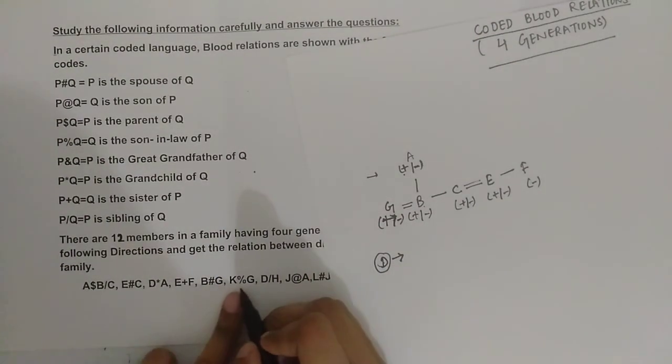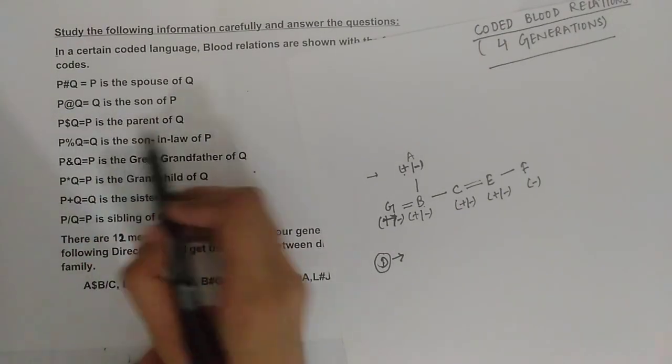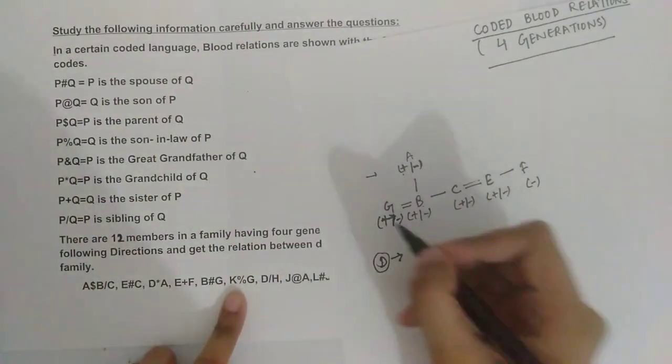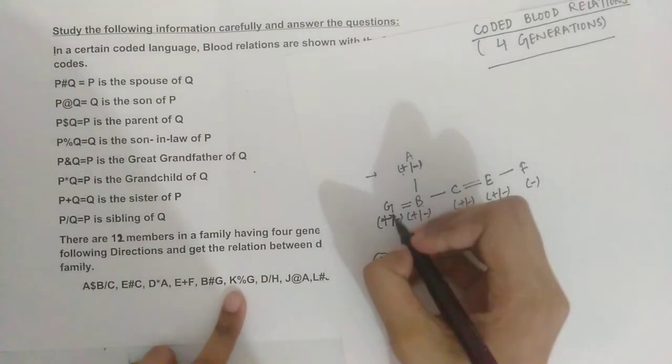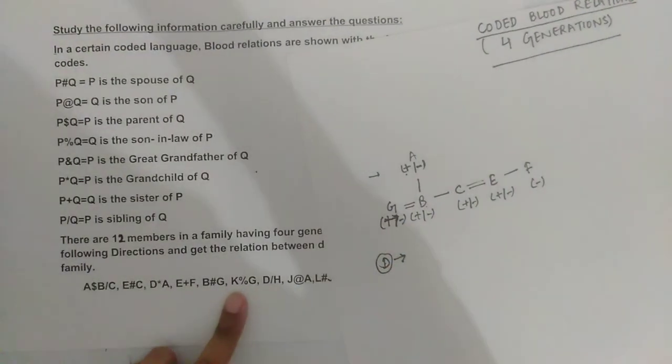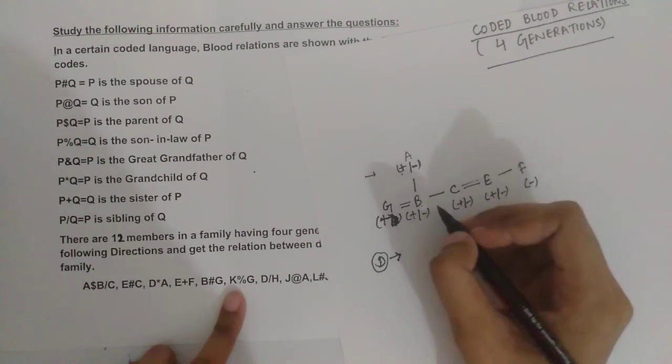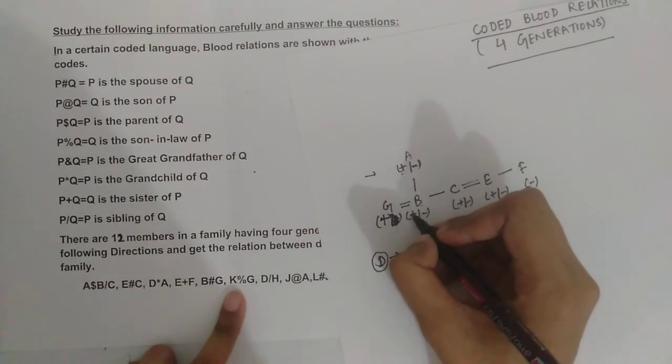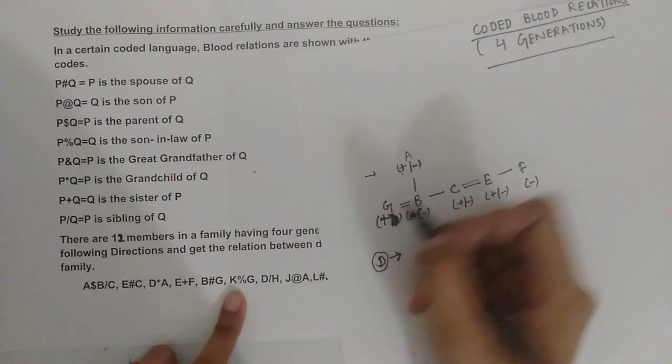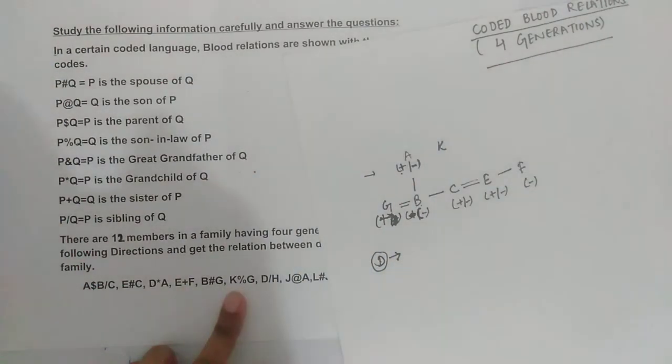See the next direction. K%G. K%G means G is the son-in-law of K. Fine. G is the son-in-law of K. Yes. Now we know the gender of G. As it is given that G is the son-in-law of K, G has to be male. Now G is married to B. G is married to B. If this is male, this has to be female. Fine. G is the son-in-law of K. So K will come here.